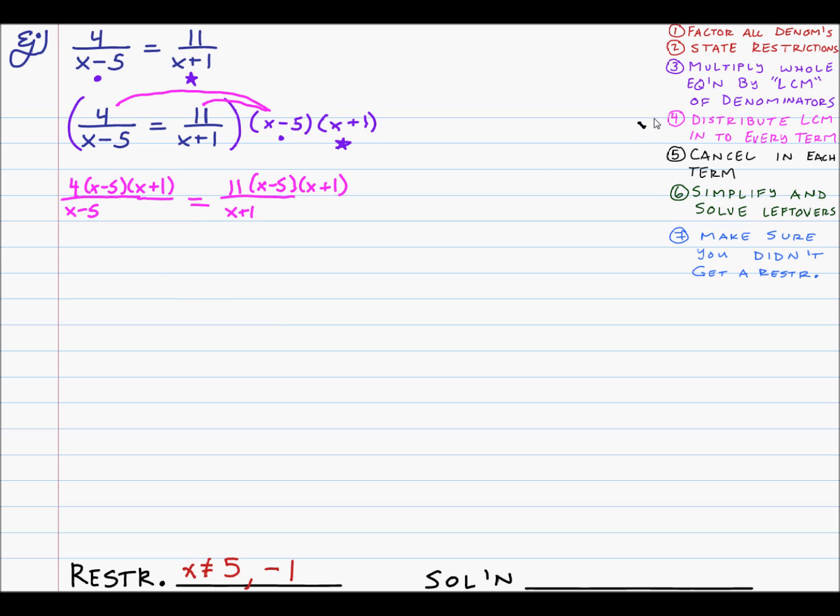Okay, so we distributed the LCM into everything. Time to cancel in every term. We're looking at every term, trying to make sure that we cancel out and get rid of the denominator. So x minus 5 over x minus 5 equals 1. X plus 1 over x plus 1 also equals 1. So we are left with, as our equation, 4 times x plus 1 equals 11 times x minus 5. So there is our equation.